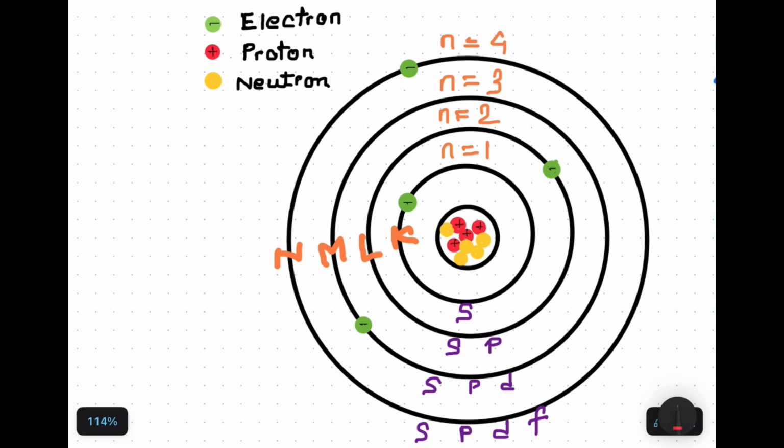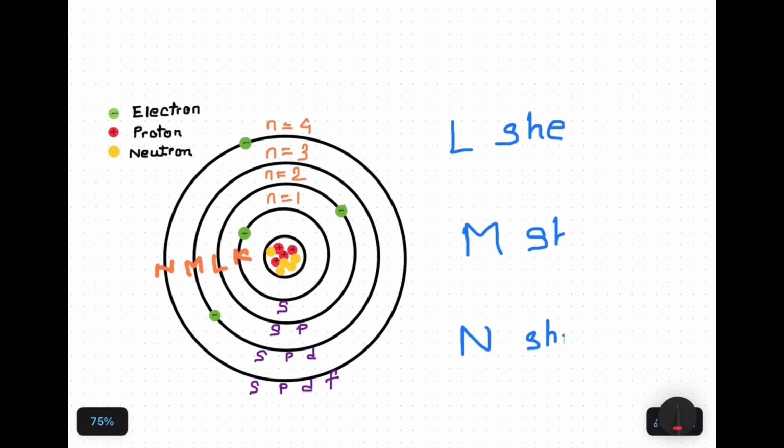Apart from the nucleus, there are circular paths called orbits or shells, in which the negatively charged particles, electrons, revolve around the nucleus. The number of electrons and protons are equal in an atom. The shells or orbits are named K, L, M and N.